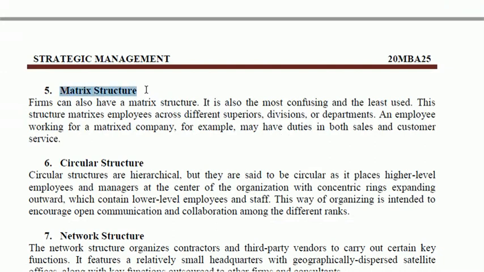And the fifth one is about the matrix structure. Matrix structure is not followed in many organizations, because it is a combination. It is a kind of zigzag structure, and everything is connected from here to here, here to here, like that. It will be a kind of mesh, a spider's web or something like that. It will represent something like that, a matrix structure, because everyone can approach anyone.